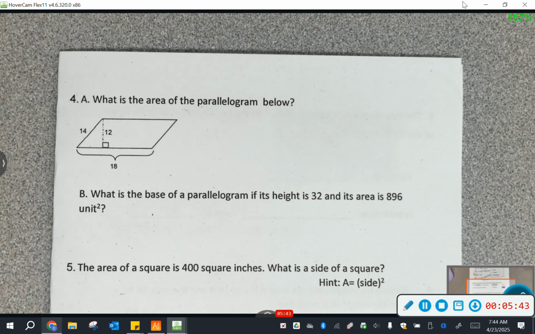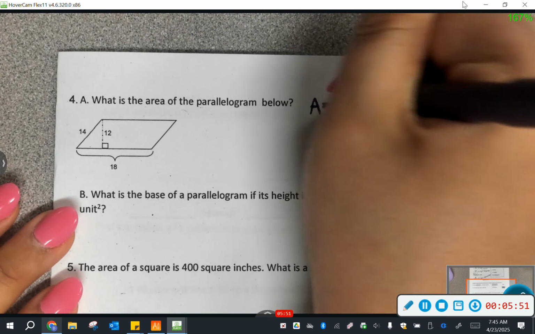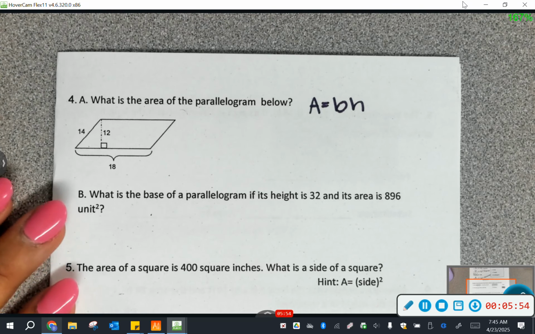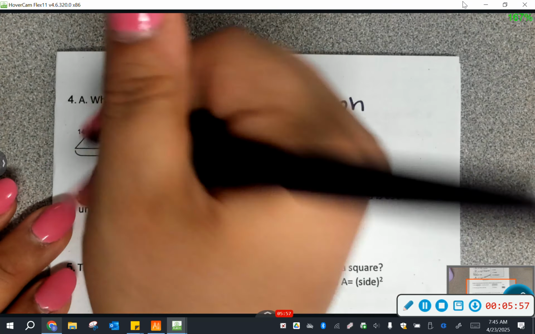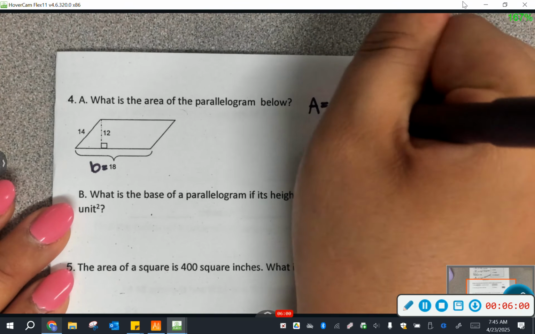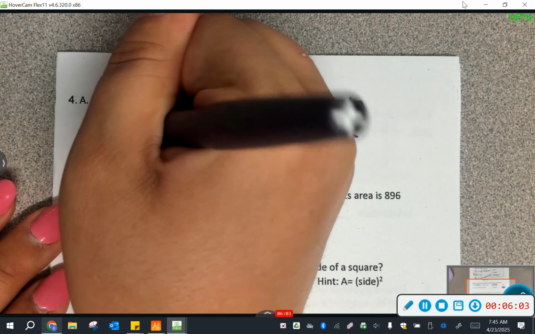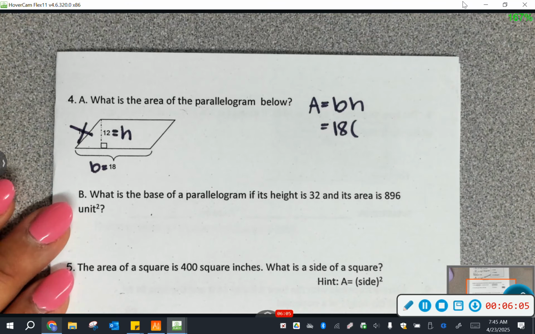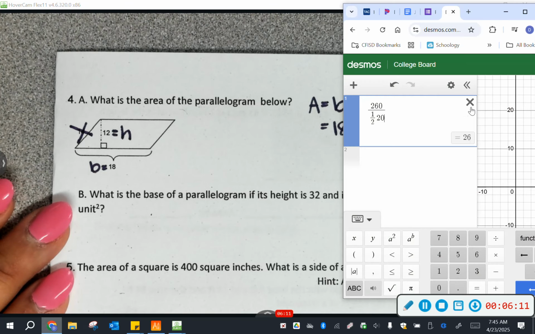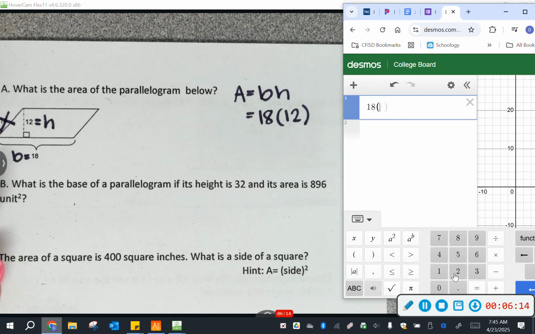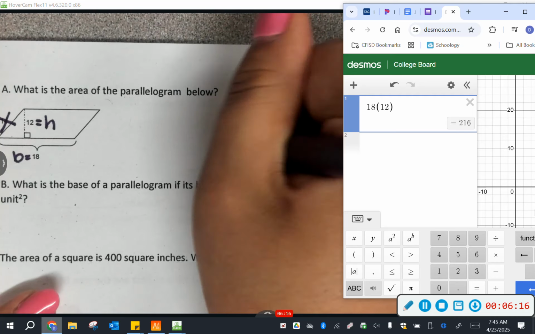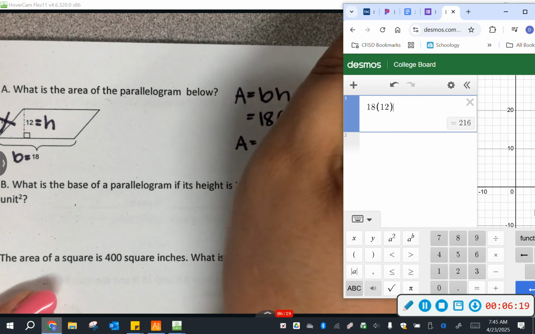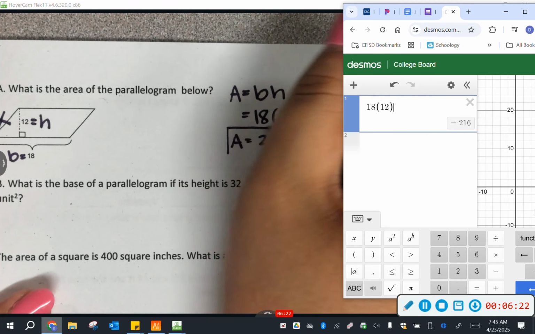All right, for this next one, be careful. It wants to know what the area of a parallelogram is. What's my formula for a parallelogram? It might feel like a super easy problem, but be careful. What is the base? 18. What is the height? 12. Remember, your height is straight up and down. That 14 is extra information to trick you. Do not get tricked. And what is 18 times 12? 216. And I'm just going to put units squared because there are no units.